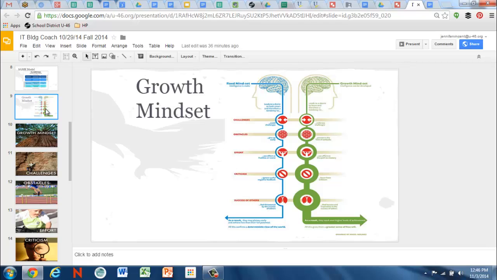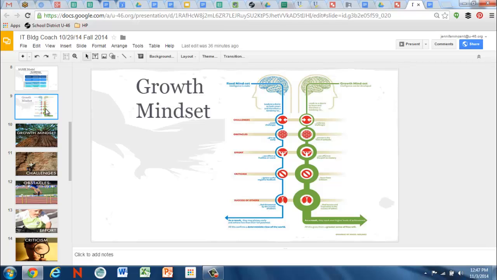Speaking of Googling things, we wanted to share this idea of the growth mindset. It's important for us to have a growth mindset when it comes to technology, but also to model and encourage this for others as well. So this is based off of the work of Carol Dweck and her book Mindset, and this infographic shows you the difference between being in a fixed mindset versus being in a growth mindset.